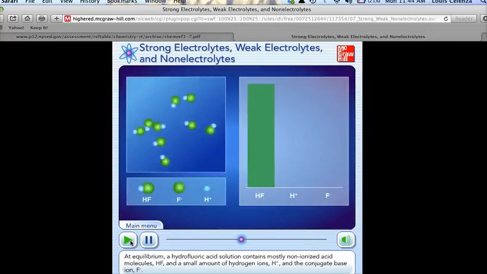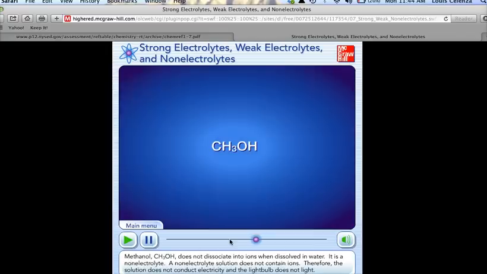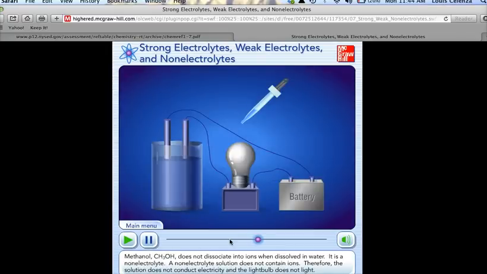At equilibrium, a hydrofluoric acid solution contains mostly non-ionized acid molecules, HF, and a small amount of hydrogen ions, H+, and the conjugate base ion, F-. Methanol, CH3OH, does not dissociate into ions when dissolved in water. It is a non-electrolyte. A non-electrolyte solution does not contain ions.